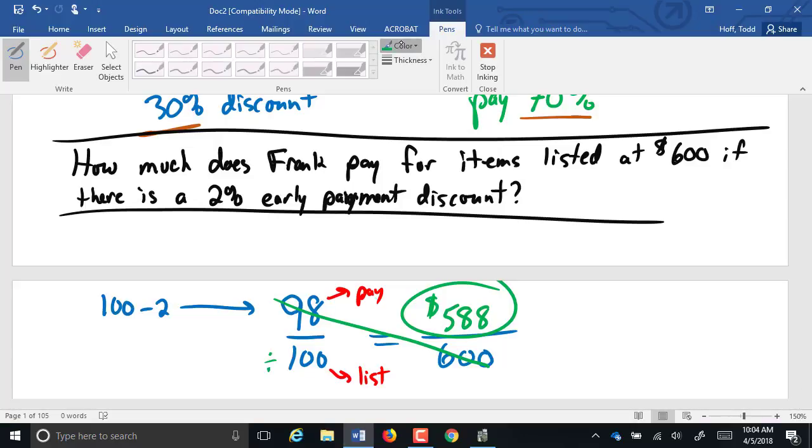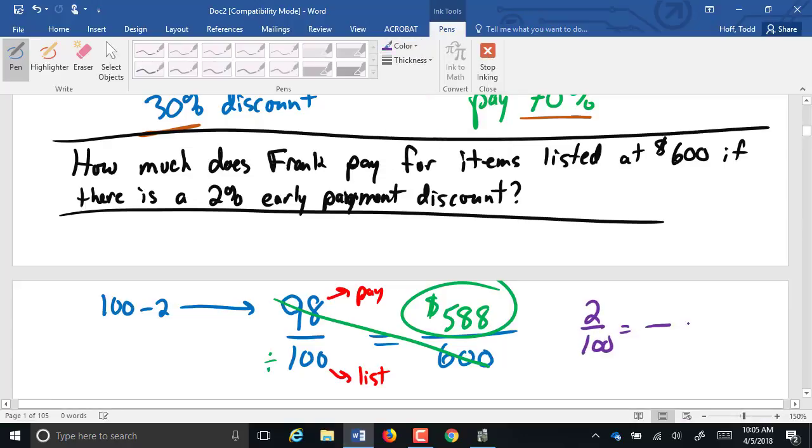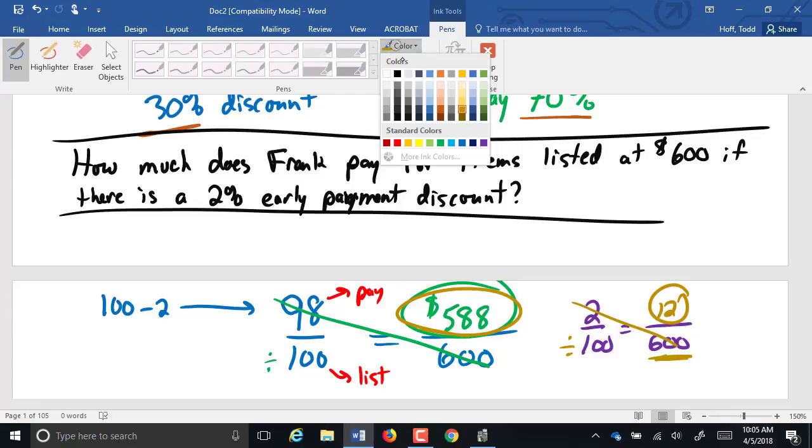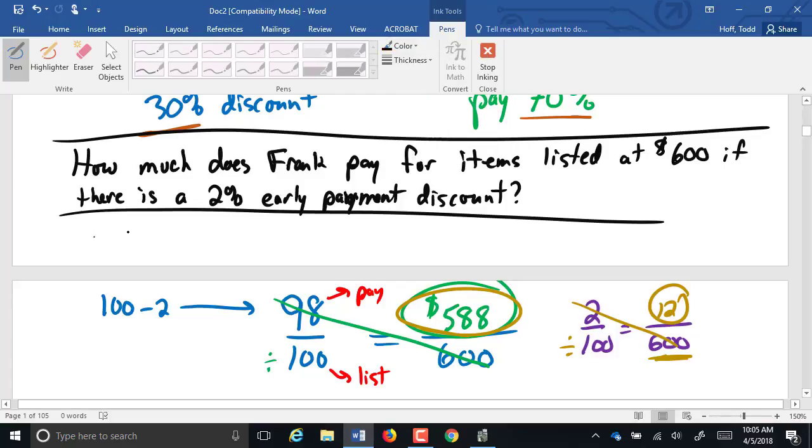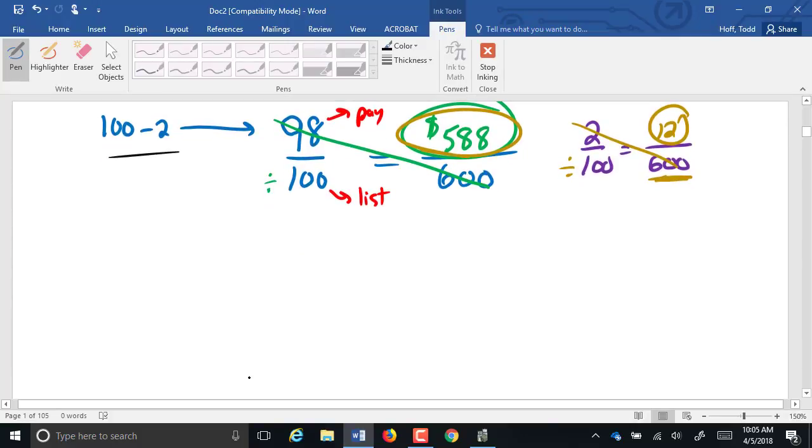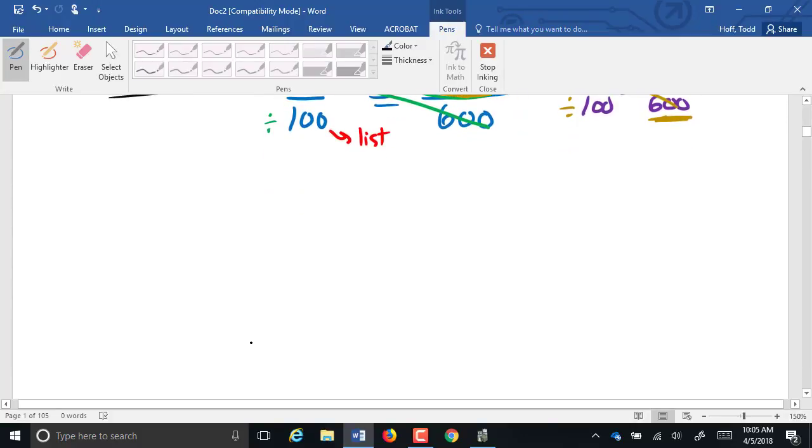Now again, we could have found the 2%. 2% of 600 would give us $12. Had we subtracted the $12 from the 600, we would get the 588. So why on earth do we want to worry about this whole idea of complements? Well, because sometimes you have to.